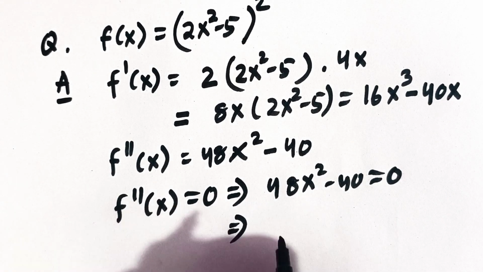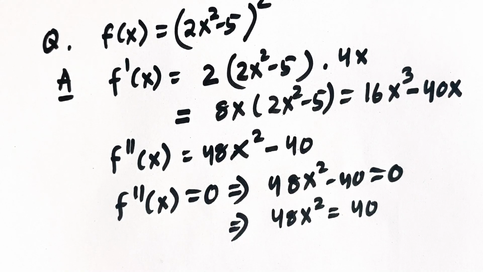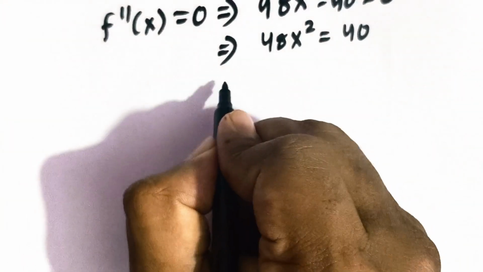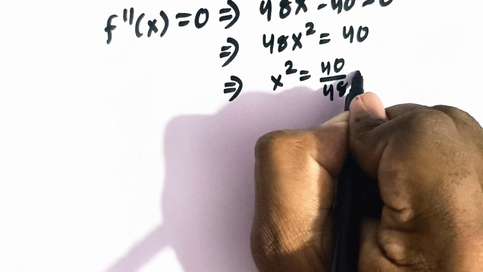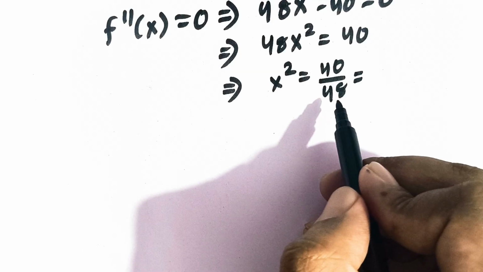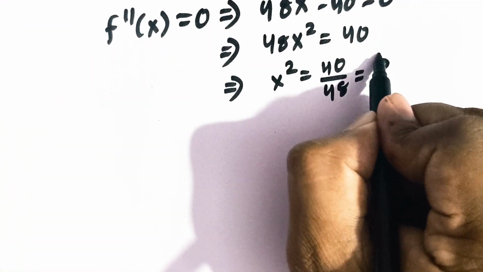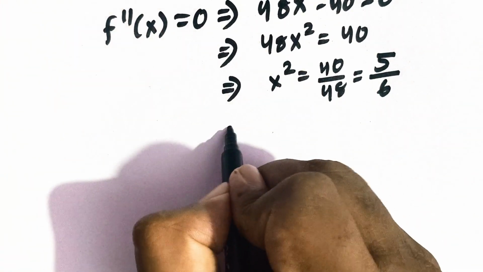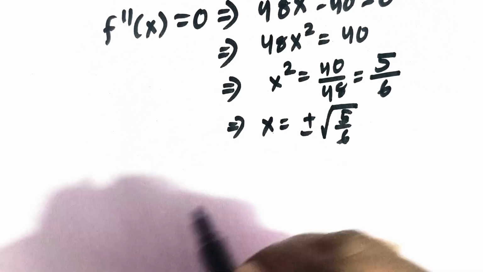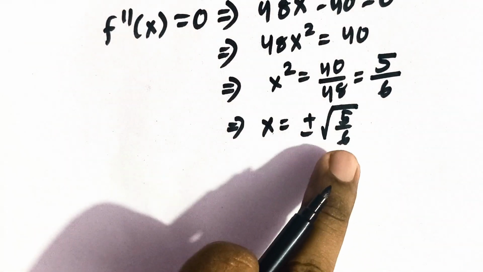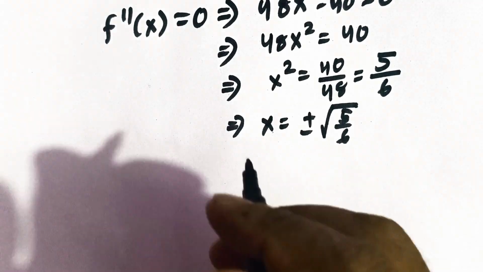That implies 48x² is 40. That implies x² is 40 over 48, and it cancels by 8. We have 5 over 6. So x is plus or minus the square root of 5 over 6. So we have 2 points, square root of 5 over 6 and minus square root of 5 over 6, where our double derivative is 0.